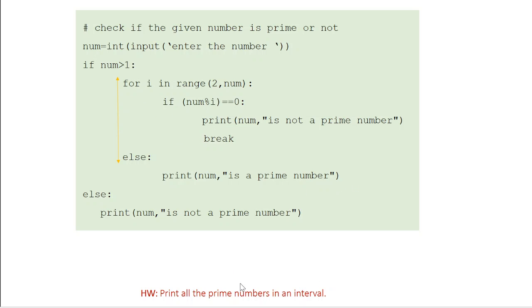So you have an assignment: print all the prime numbers in an interval. Suppose you have an interval where the user gives you the lower limit and upper limit, like print all the prime numbers between 1 and 100. So 1 is the lower limit, 100 is the upper limit. Once you are given an interval, you need to print all the prime numbers inside that interval. So that's an assignment for you.